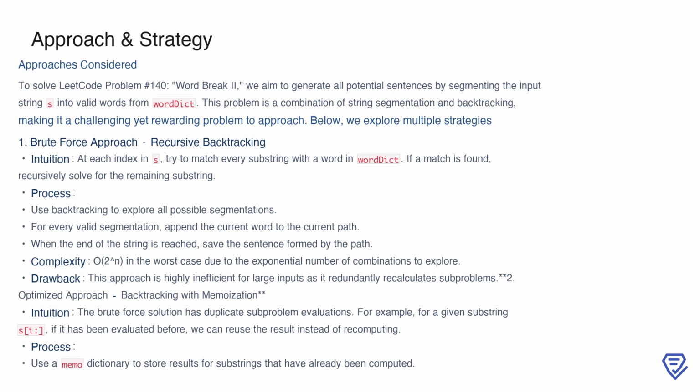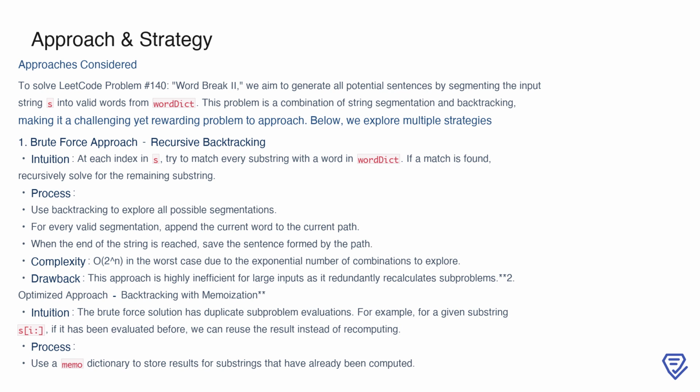For each index in the string, we attempt to match every possible substring with a word in wordDict. If a match is found, we recursively solve the remaining portion of the string. During this process, we use backtracking to explore all possible segmentations, appending valid words to the current path, and saving the constructed sentence once the end of the string is reached. However, this approach is computationally expensive, with a worst-case complexity of O(2^n), as we are redundantly solving the same subproblems multiple times. This makes it impractical for larger inputs.